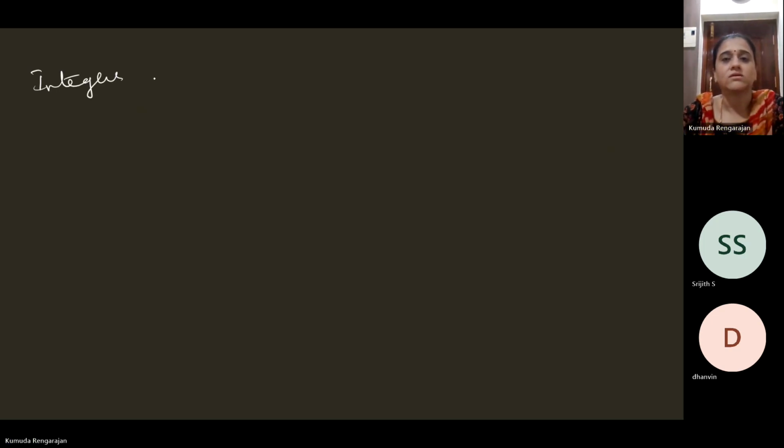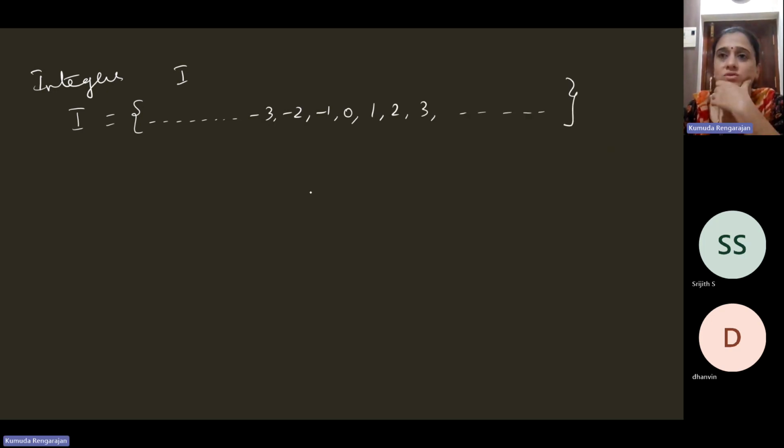Integers are represented by the letter I. I is equal to {..., -3, -2, -1, 0, 1, 2, 3, ...}. We don't know the smallest integer. We don't know the largest integer also. So how do you define integers? The collection of all natural numbers, their negatives, including 0.